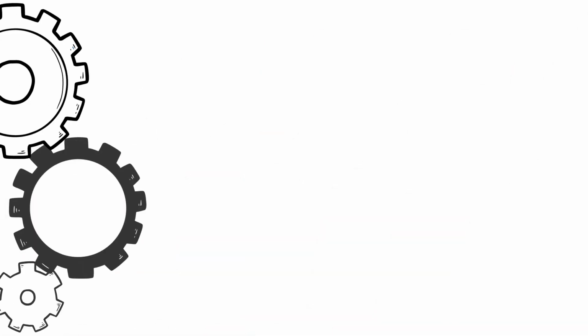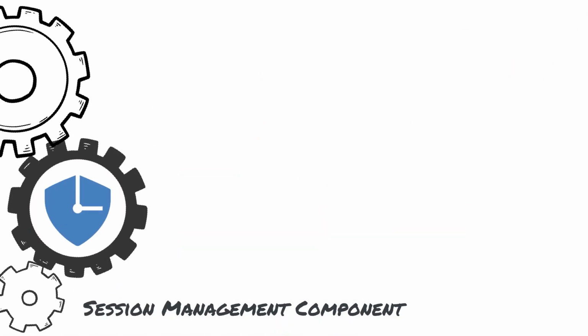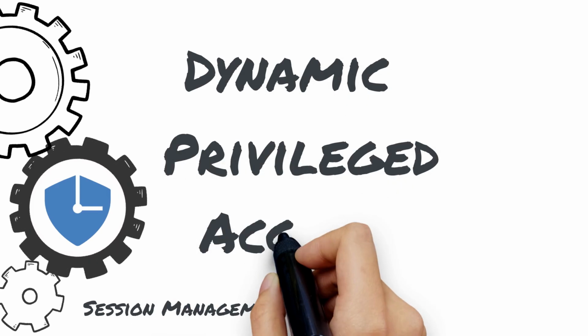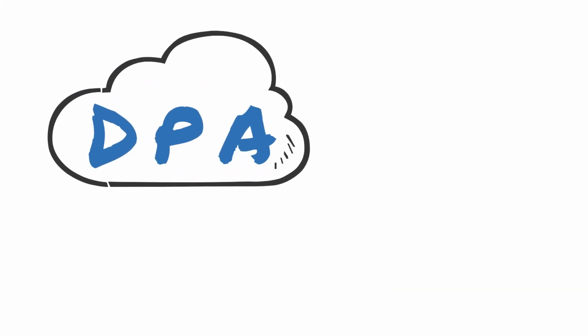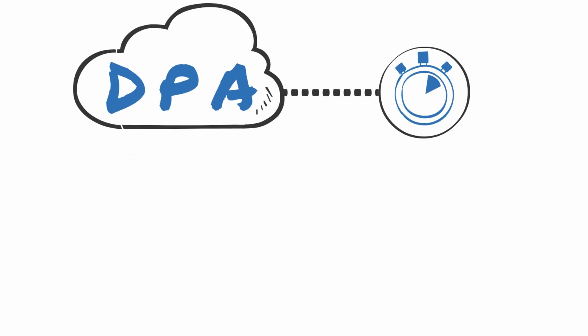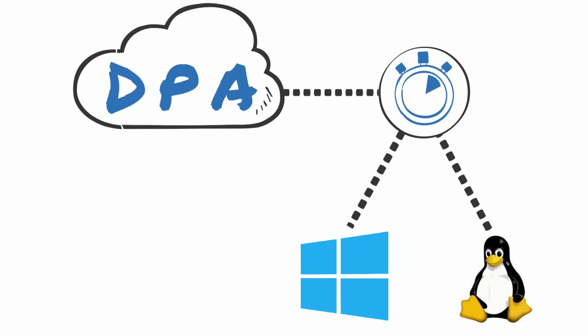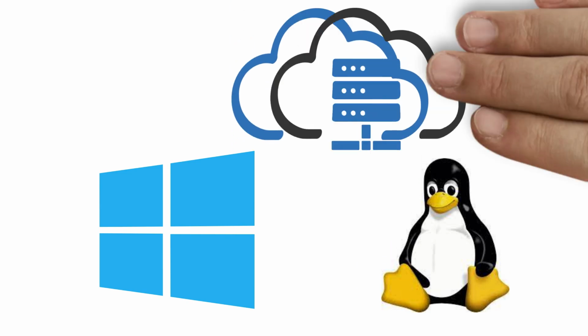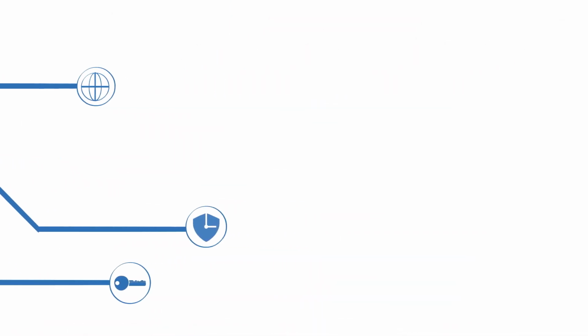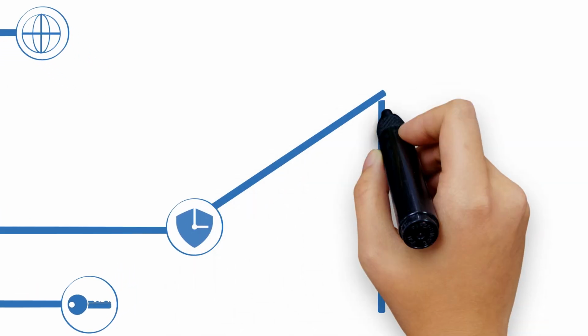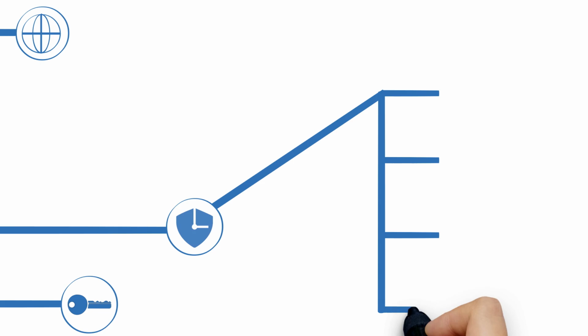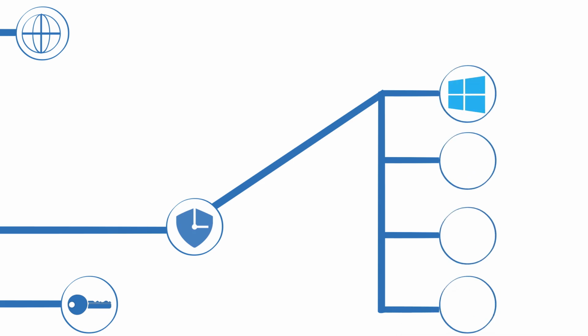This session management solution is based on the technology and architecture of Dynamic Privileged Access, or DPA, which began as a born-in-the-cloud SaaS solution to provide just-in-time privileged access to Windows and Linux VMs, both in the cloud and in hybrid environments. We chose to expand the technology and architecture to secure access to infrastructure assets including Windows, Linux, databases, and Kubernetes.